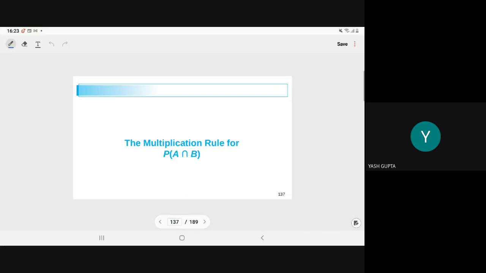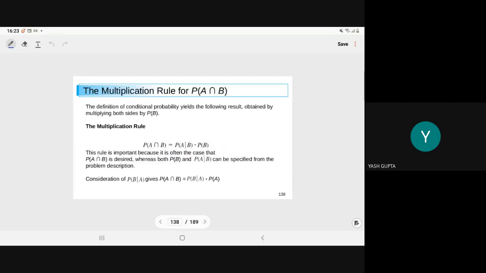Now the multiplication rule for P of A intersection B. What is the multiplication rule? From conditional probability, we know that P of A given B is equal to P of A intersection B divided by P of B. If you multiply by P of B on both sides, it becomes P of A given B into P of B is equal to P of A intersection B. So that is the multiplication rule.